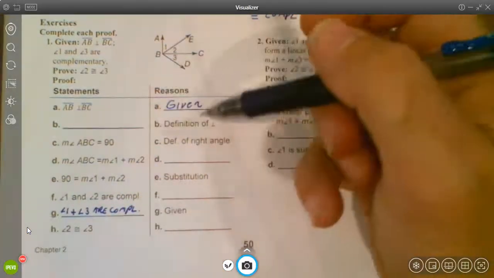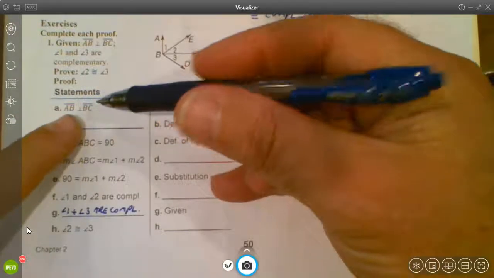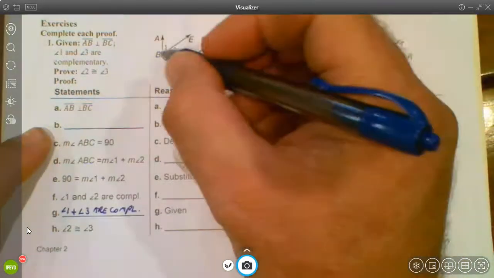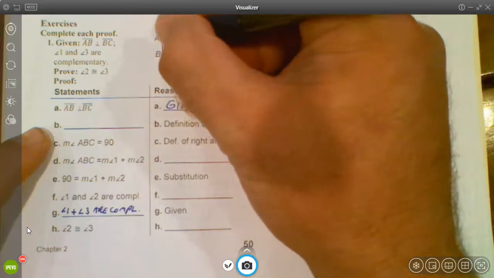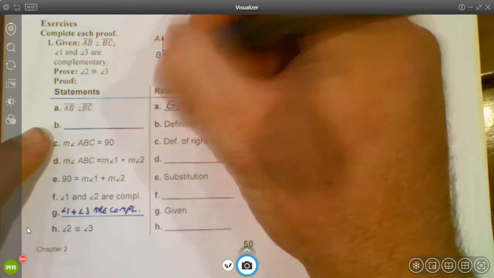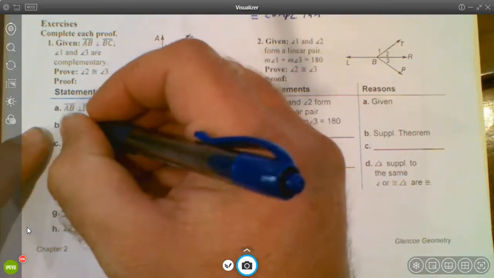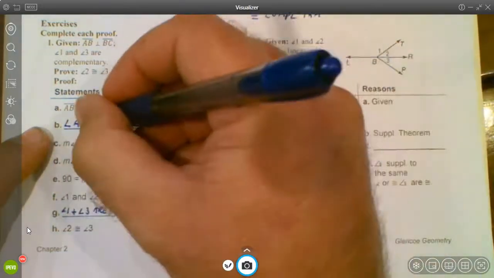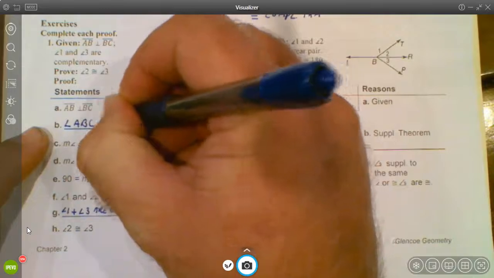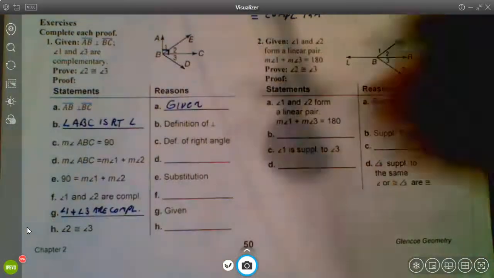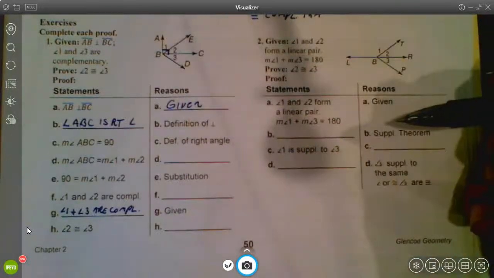All right, so let's go back up here. If two lines are perpendicular, then we know that they form right angles. So if you look at AB and BC, if I put those two angles together, they form angle ABC. So we know that angle ABC is a right angle. That's the definition of perpendicular. It says that perpendicular lines form right angles. So we know we have a right angle.